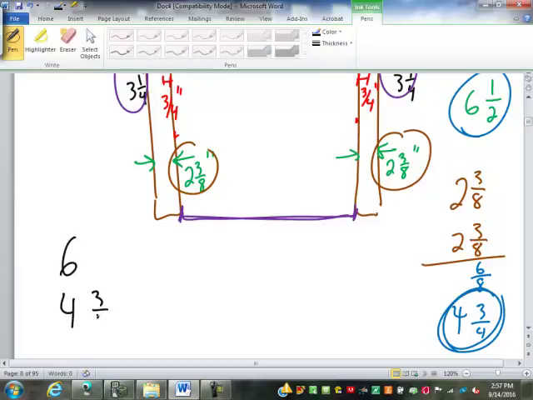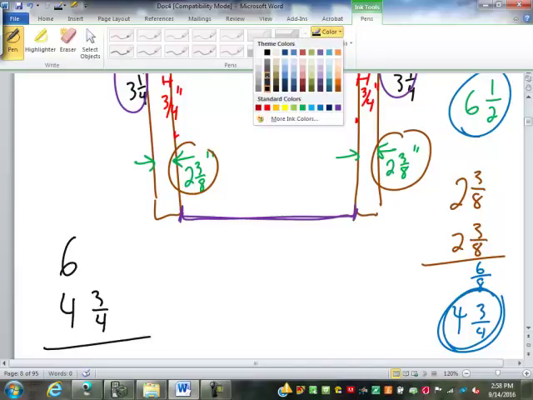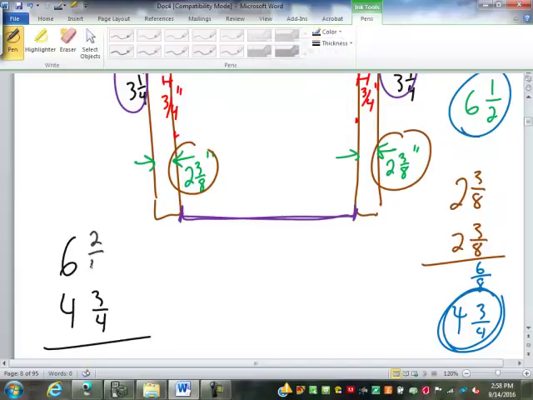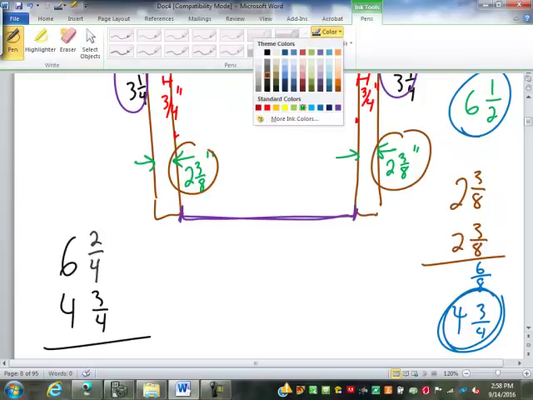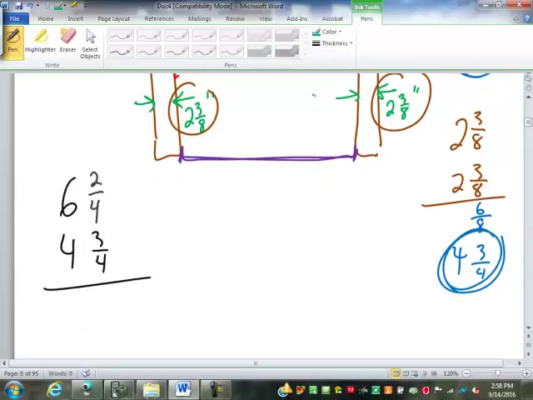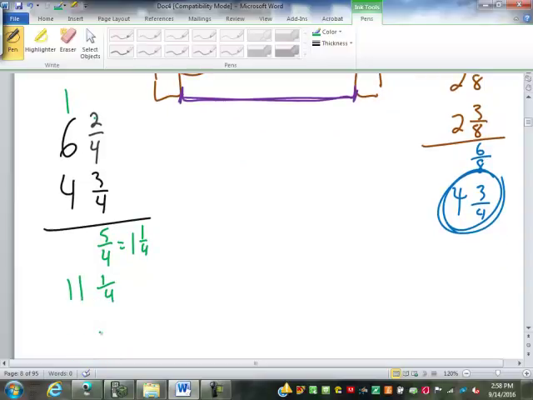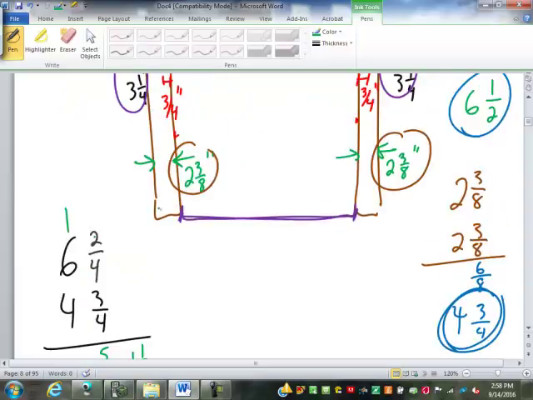You'll notice I didn't write down the 1/2 after the 6 yet, because I'm going to write that in as 2/4. So I'm adding together. So 2 and 3 make 5/4, which is 1 1/4. So I have 1/4, carry the 1. 1 and 6 make 7, plus 4 is 11. So I'm losing 11 1/4 inches on the two sides total.